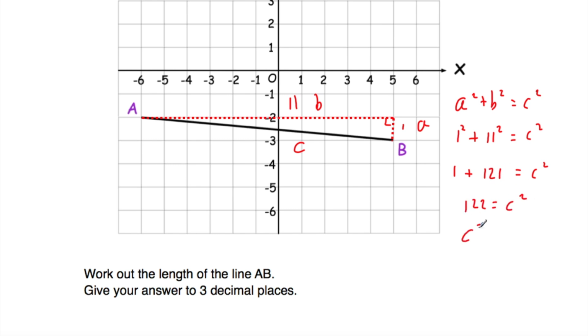Let's turn this around. C squared equals 122. Now we want to work out what C is. C is obviously not 122, that's C squared. So let's square root. C would be equal to the square root of 122. And we want to work this out to 3 decimal places. So I'm going to write down what my calculator shows me to begin with.